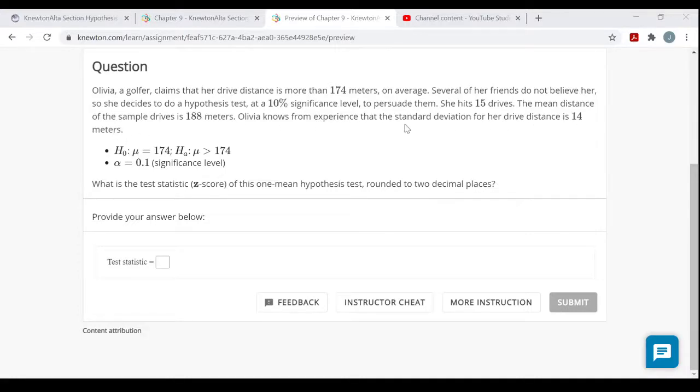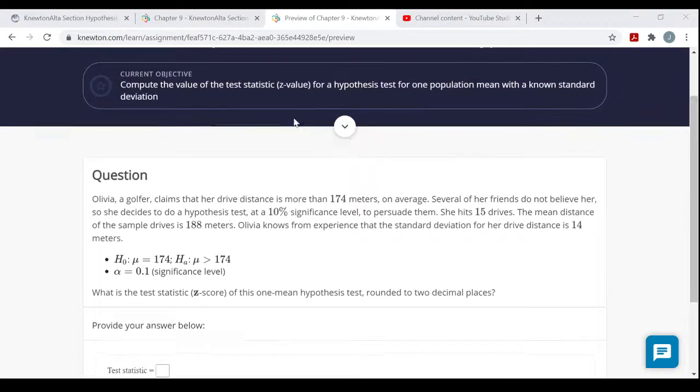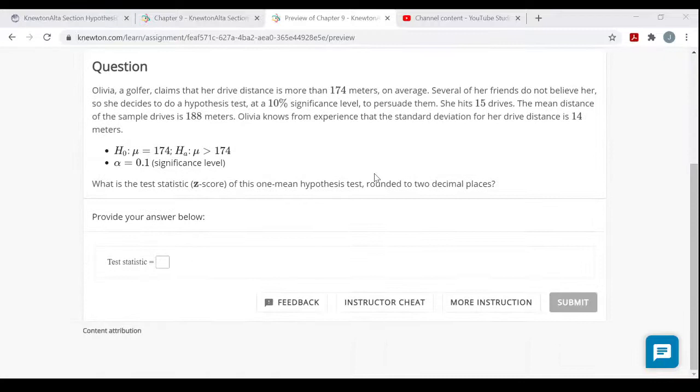So this is the population standard deviation. This is one of the few scenarios where you're going to have a known value for sigma, a known population standard deviation. Now I'm just going to go through the steps of a hypothesis test, but not all of them. I'm just going to go up to the point where we have to calculate a test statistic. Eventually, in other videos, we'll go through all the steps of a complete hypothesis test.